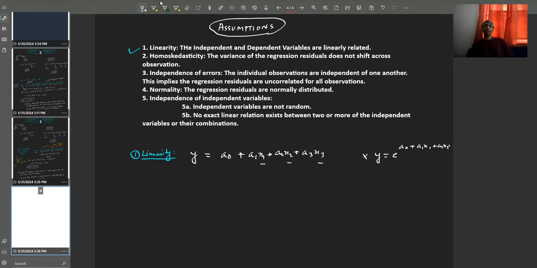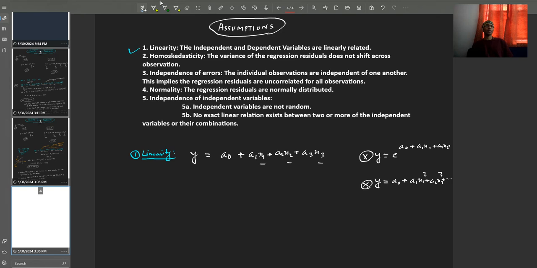This is not a linear relationship, friends. This is an exponential relationship. Again, if y is equal to a0 plus a1x1 square plus a2x2 cube plus dot dot dot, this is again not a linear relationship. These two are not relationships which are called linear. A linear relationship is like this.